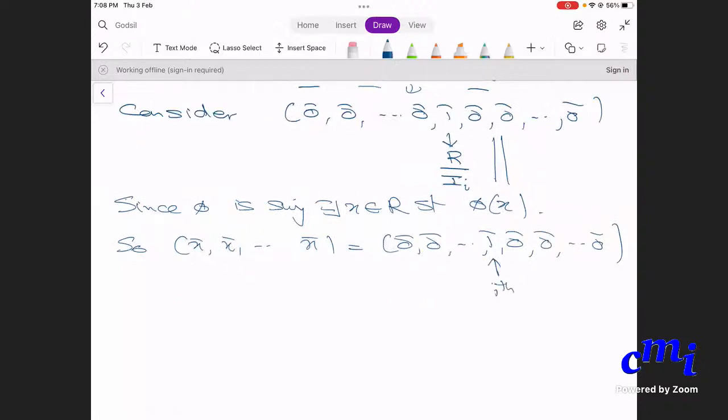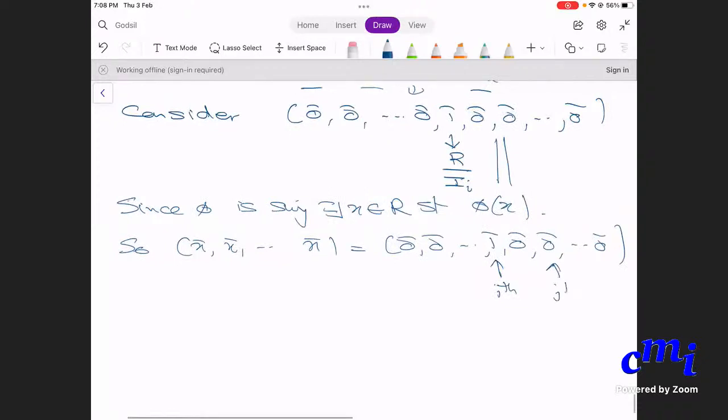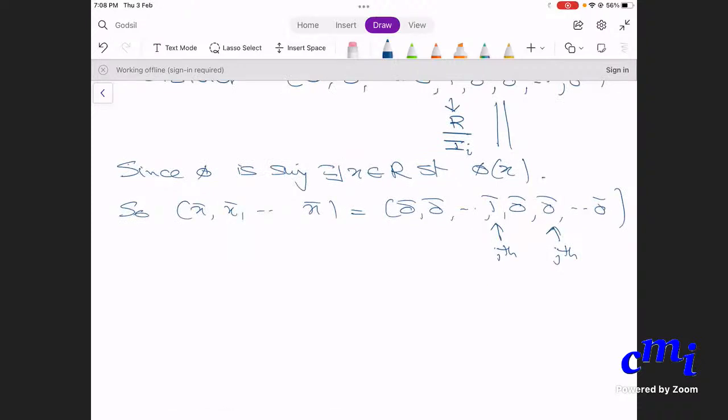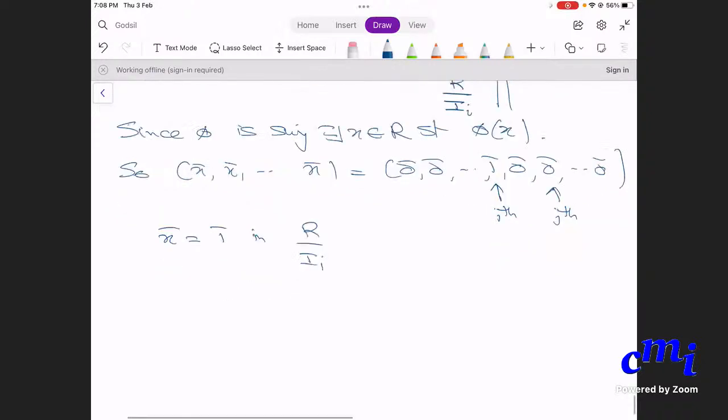So this is the ith position. And let us say somewhere here is the jth position. So just look at the ith position, the jth position. So x bar in the ith position equals 1 bar. So x bar equals 1 bar in R mod I sub i. And in the jth position, x bar equals 0 bar in R mod I sub j. Let us just try and understand. These equations are represented in terms of bars, that means in terms of cosets. If you don't want to say it in terms of cosets, what does it say? This just says that x minus 1 belongs to I sub i. And this just says that x belongs to I sub j.